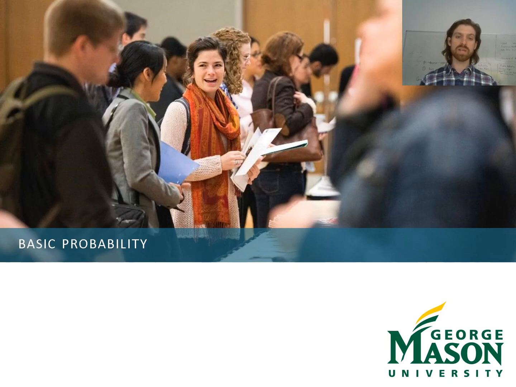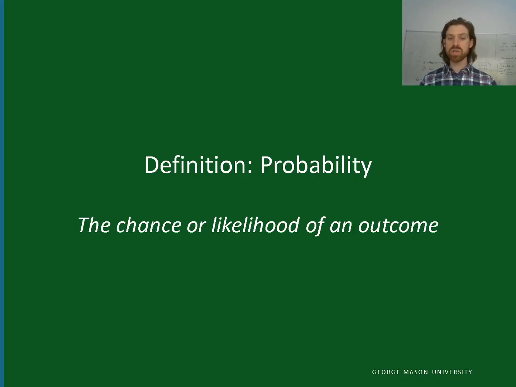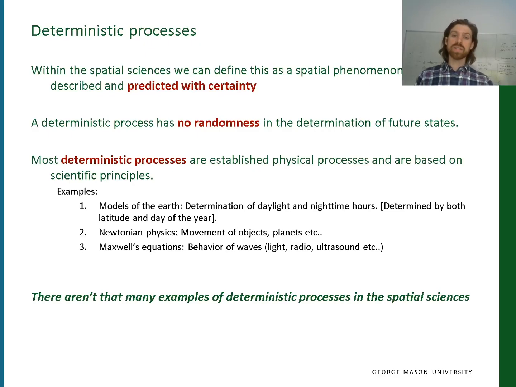So let's begin with basic probability and some definitions. So exactly what is probability? Well, this is the chance or the likelihood of a particular outcome actually occurring. And there's various different types of processes which we might be interested in measuring. So we're going to cover deterministic processes, random processes, and stochastic processes.